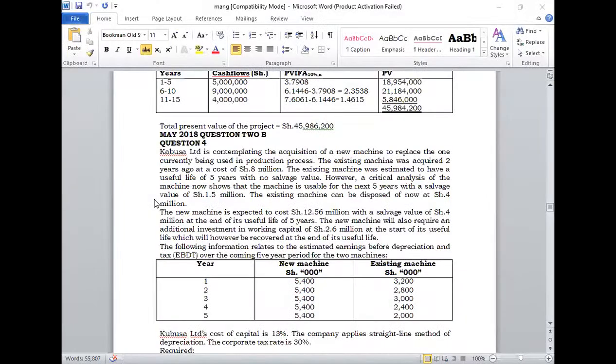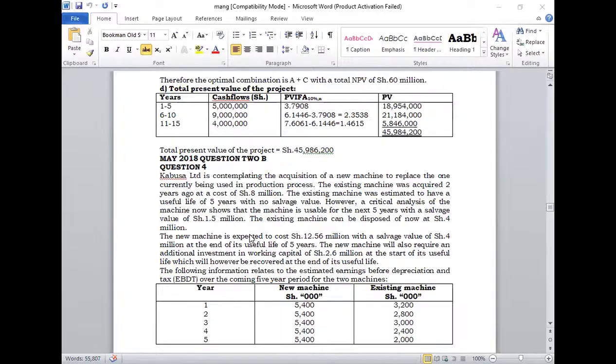So we are told, ladies and gentlemen, that the new machine is expected to cost 12.56 million with a salvage value of 4 million at the end of its useful life of 5 years. The new machine will also require an additional investment in working capital. And that is why I chose this question that has got working capital of 2.6 million at the start of its useful life, which will, however, be recovered at the end of its useful life.